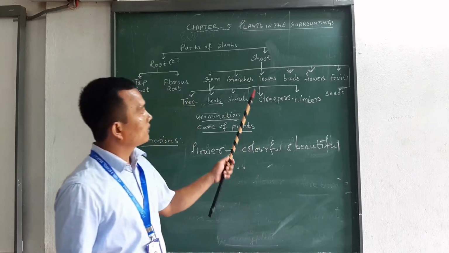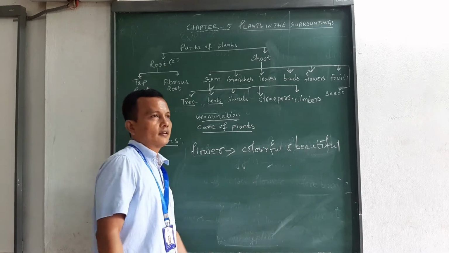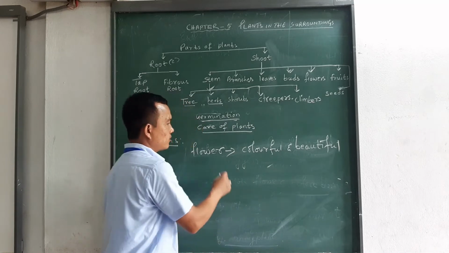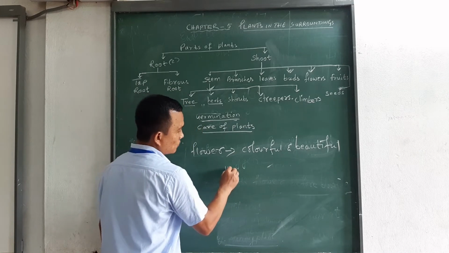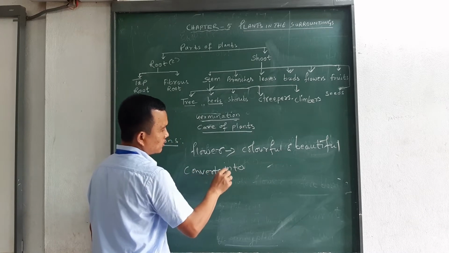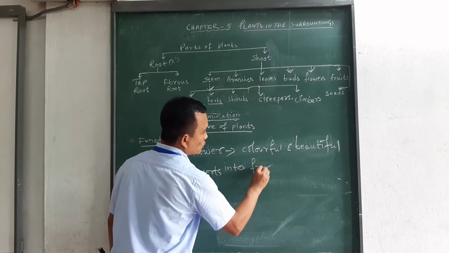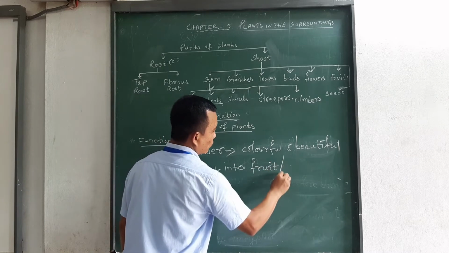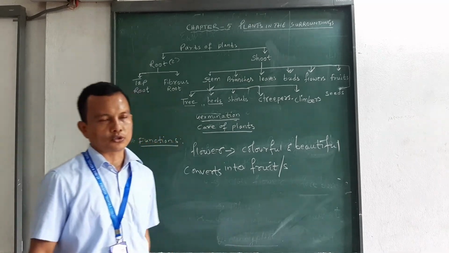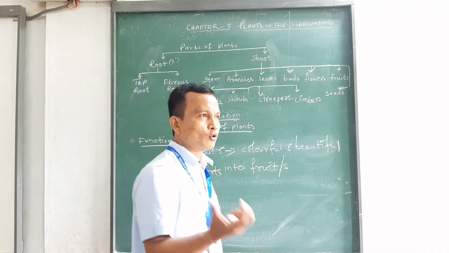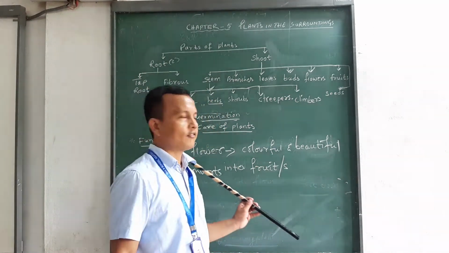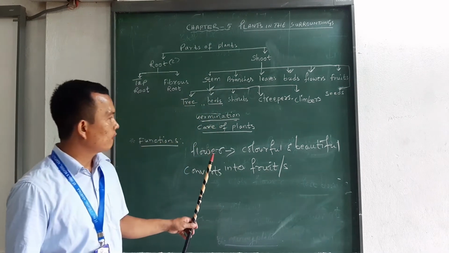And the main function of flowers, we can say, is that the flower converts into what? It converts into fruit or fruits. The flower converts into food or fruits. So we get food to eat from a plant or tree. It is all from the flower. It started bearing from the flower.